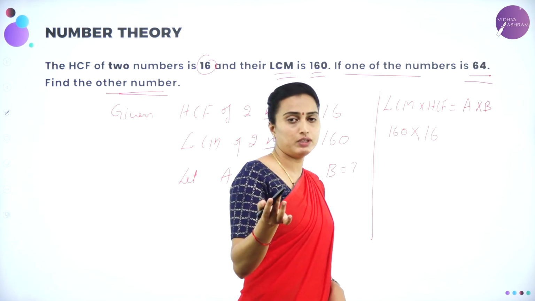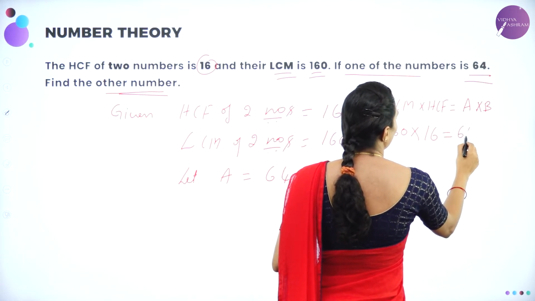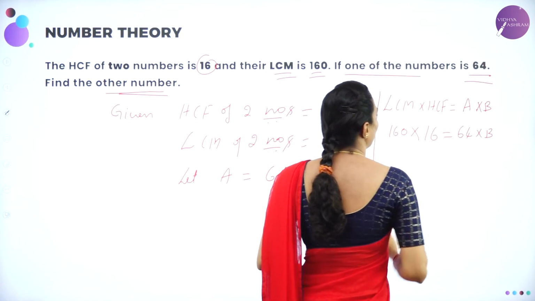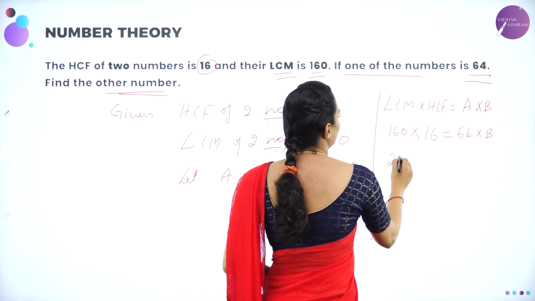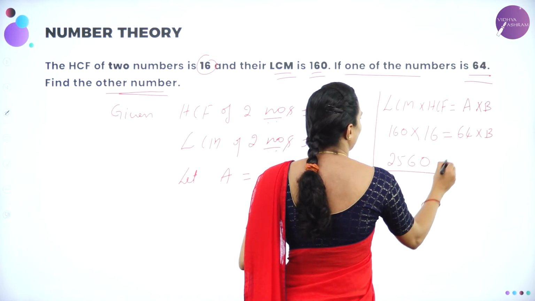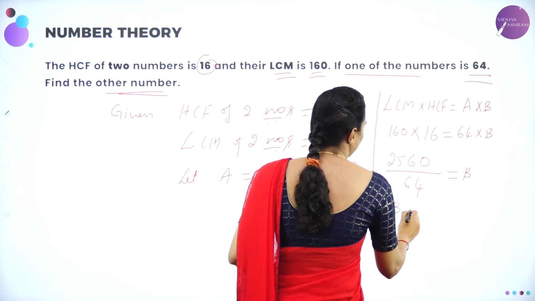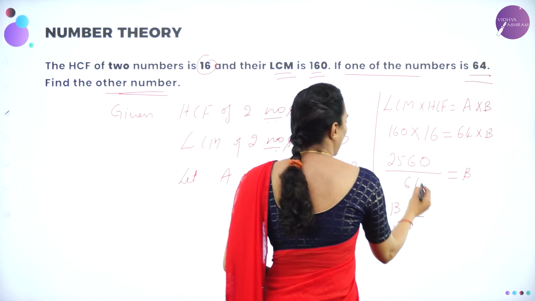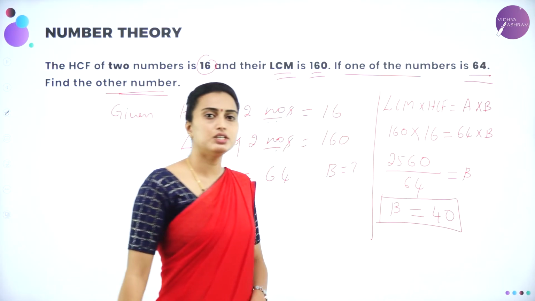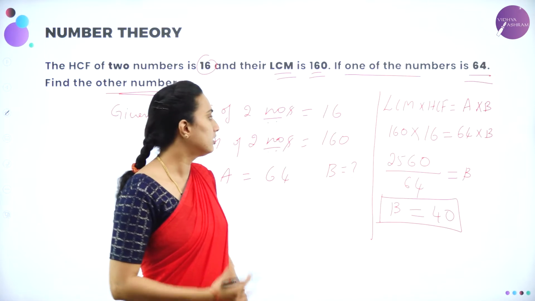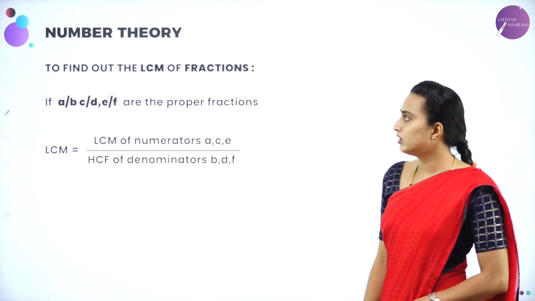You can take it as B. I am taking here A. So 160 is equal to 64 into B. Now what you are going to do? You are going to multiply and divide. So 2560 divided by 64 is equal to B. Now B will be equal to, so which will be the answer? 40. So B will be having the value, the integer 40, right? This will also be asked for 2 marks. Got it? We'll be moving on to the next.